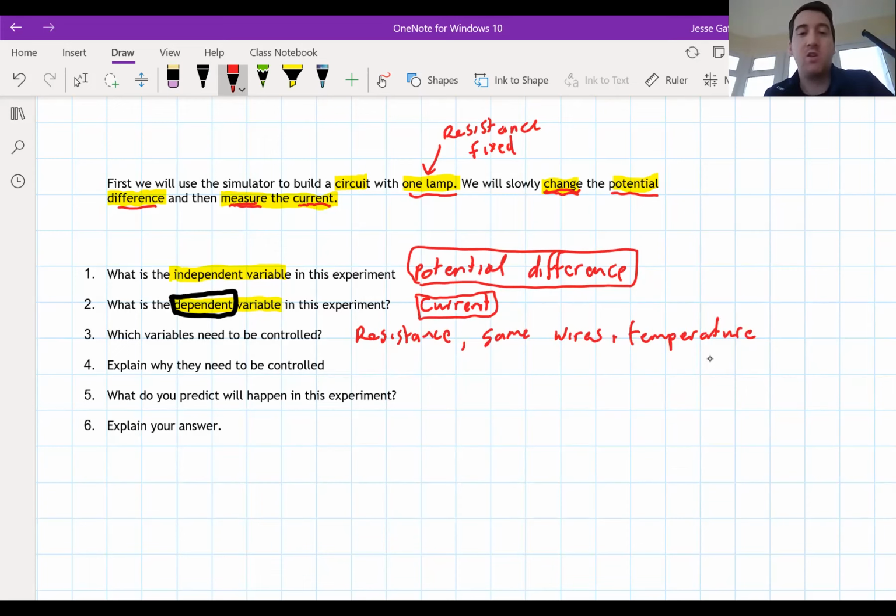Explain why they need to be controlled. Okay, so have a think about this one. Why is it important that these things do not change? Think about what you really want to find out. So we're looking again at 1 and 2. This is the relationship we're really looking at. So why is it important that we control the rest? Pause the video and try and write an answer to that now.